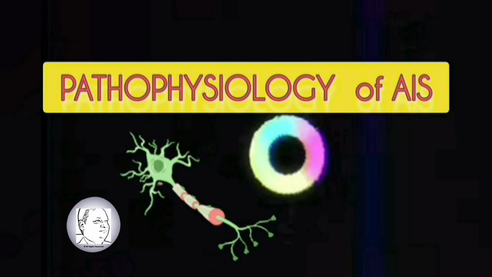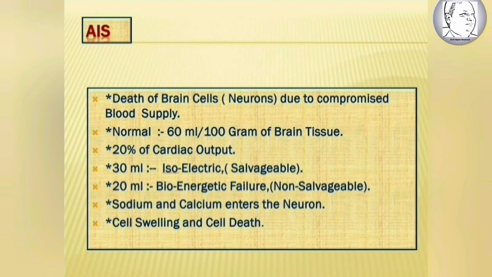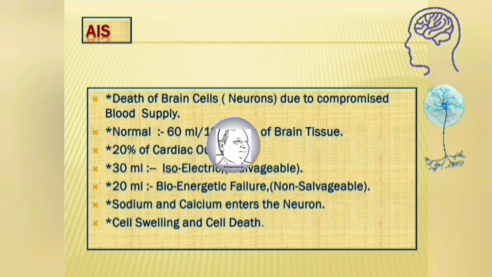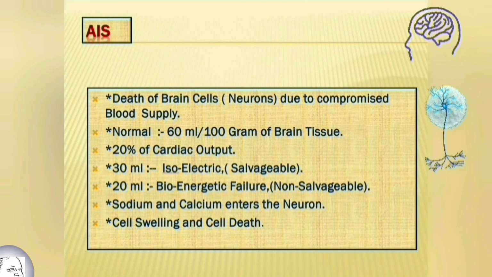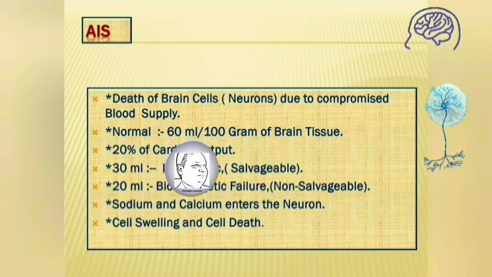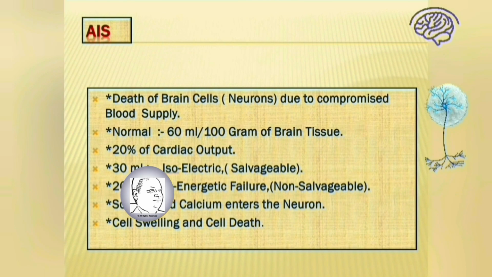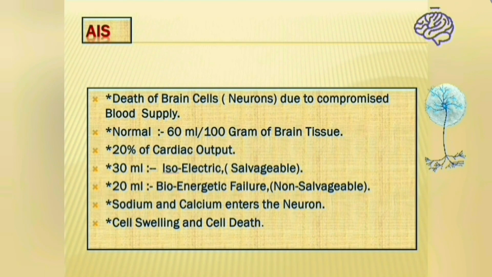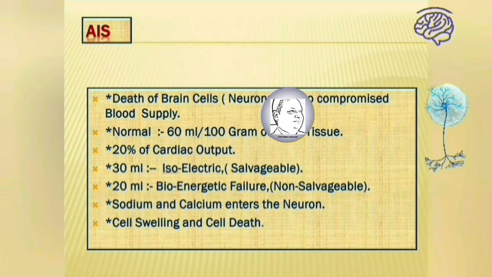Pathophysiology of AIS. Death of neurons occurs due to compromised blood supply. The normal blood supply of brain tissue is around 60 ml per 100 grams, that is 20% of the cardiac output. At a supply of 30 ml per 100 grams, the neurons and the brain tissue become isoelectric, and that is salvageable damage. At 20 ml per 100 grams, bioenergetic failure occurs and the cell becomes non-salvageable.